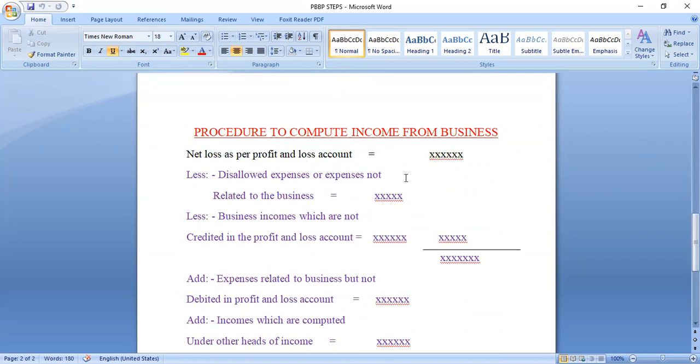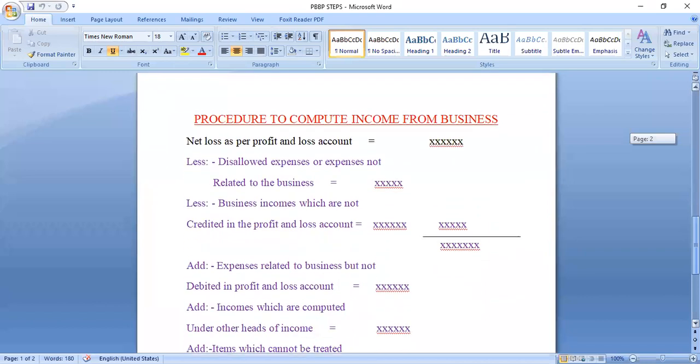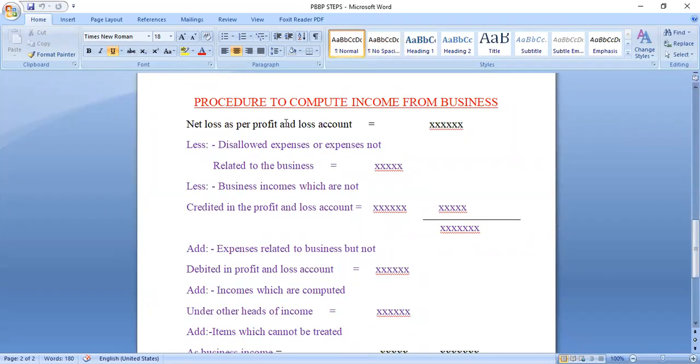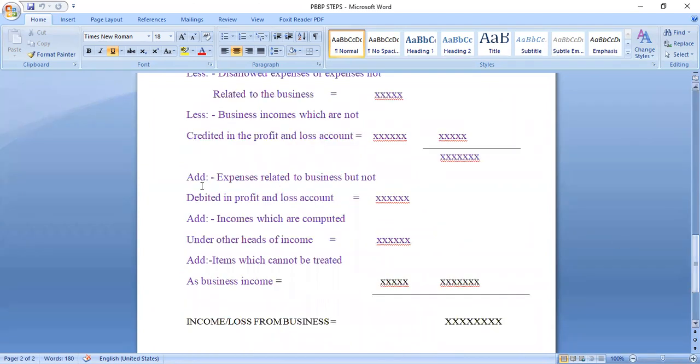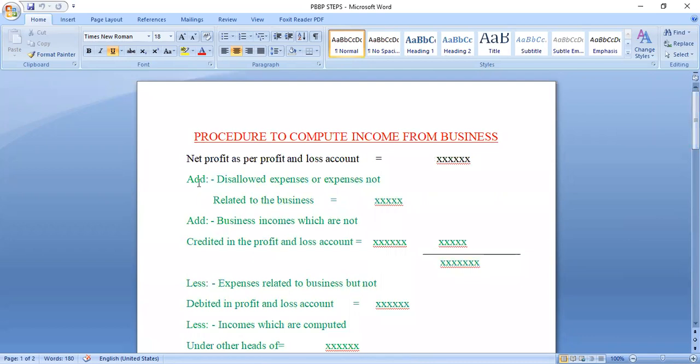as per P&L account. And what happens? Add items become less. Previously, if it's a net profit, add items are added. If it's a net loss, the add items become less, so subtract disallowed expenses. Whatever the add items are become less, and whatever the less items are become add. Then you will get income or loss from business if net loss is given in the P&L account. Okay, if net profit is given, add disallowed expenses, add business income.